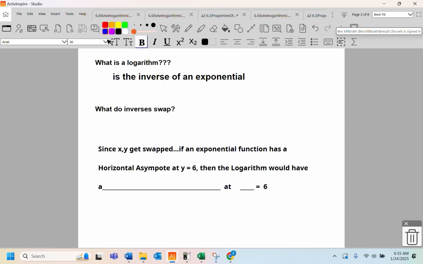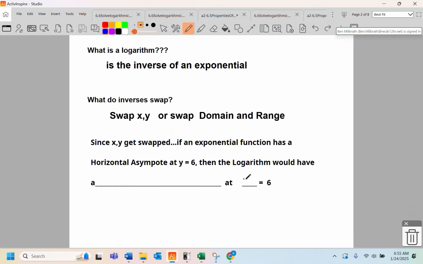Inverse of an exponential. What do inverses swap? Inverses swap x and y, or you might say, something a little more mathematically inclined, domain and range. Anything that's related to x gets swapped with anything that's related to y. So since x and y get swapped, if an exponential function has a horizontal asymptote at y equals 6, then the logarithm, if we swap x and y, would have something at x equals 6.